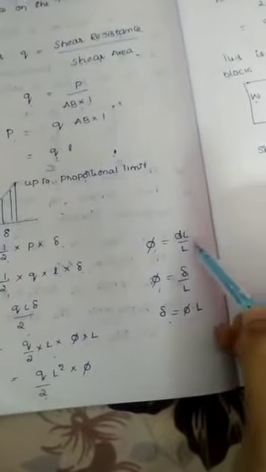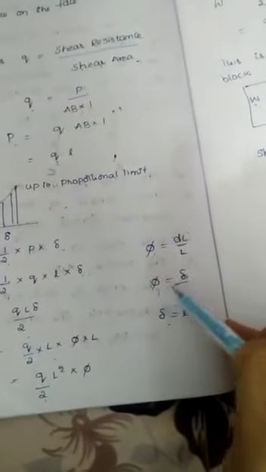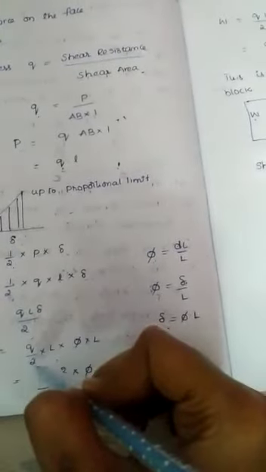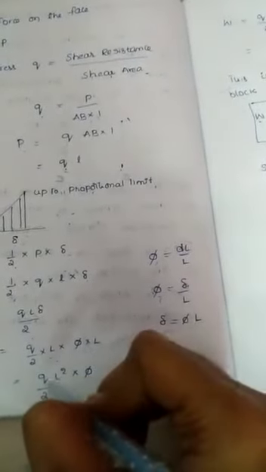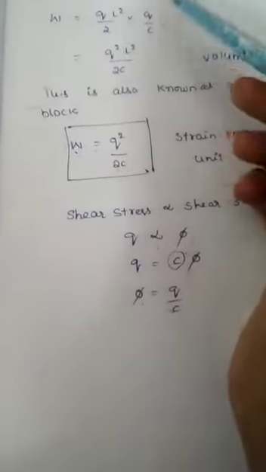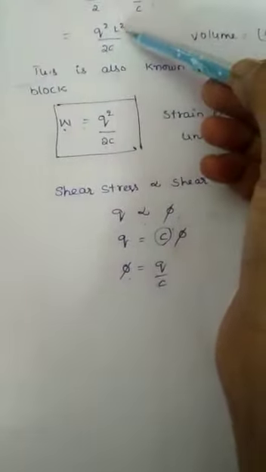We know that shear strain is equal to delta by L. So phi is equal to delta by L, and delta is equal to phi into L. Substituting the delta value, Q by 2 into L into phi into L. Therefore Q into L square by 2 into phi. So W is equal to Q into L square by 2 into Q by C, so Q square into L square by 2C.